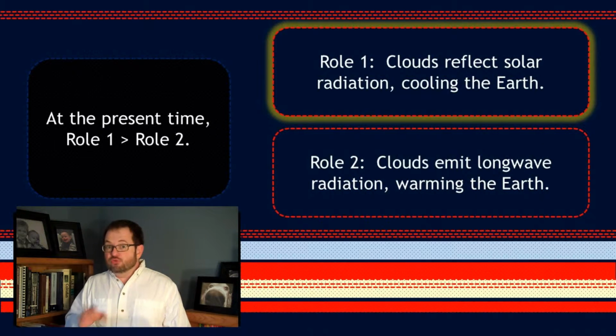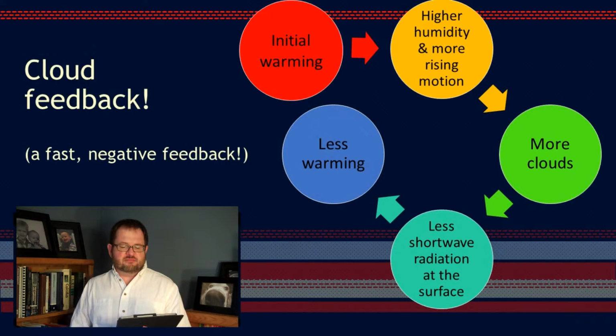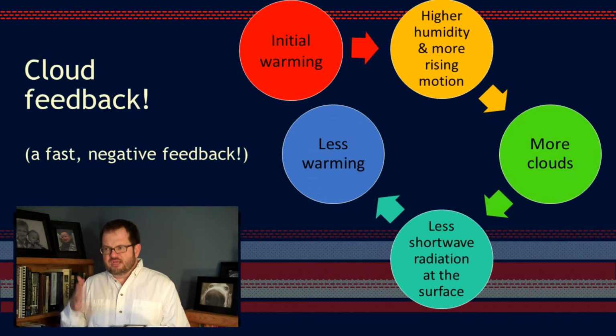Now at the present time, role 1 is bigger than role 2 in our climate. It took science a long time to figure that out, but currently our cloud feedback works something like this, where initial warming due to greenhouse gases makes for higher humidity and also makes for more rising motion. Clouds are due to rising motion in the atmosphere. You get more clouds, but the clouds keep shortwave radiation from reaching the surface of the Earth.